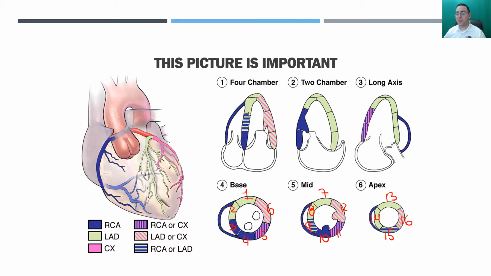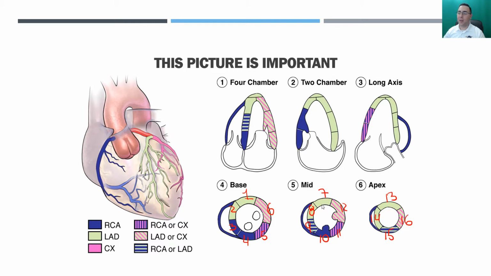But look at the names here. So we're going to use names and last names, all right? Because we're here at the apex, this is the apex, all right? We're going to call this segment right here apical anterior. And we're going to call this one here apical inferior. And of course this is the septum, so we're going to call this one apical septal. And this is lateral, so we're going to call this one apical lateral.